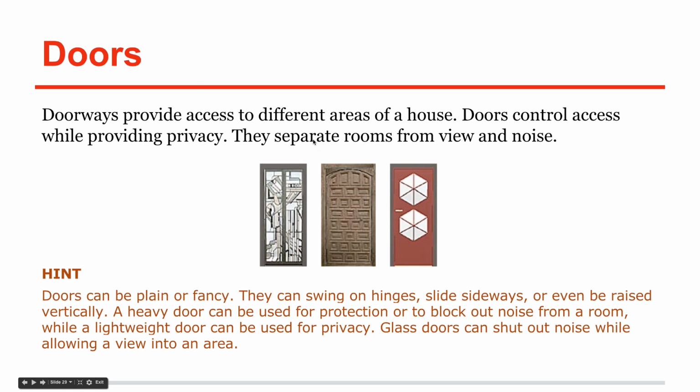Now, doors. Doorways provide access to different areas of the house. Doors control access while providing privacy. Is your door going to be very decorative? Is it going to have lots of windows in it? Is it going to be very basic? Is it going to try to save space? For example, instead of a door that swings open, which can take away from certain space, will you have a sliding door?